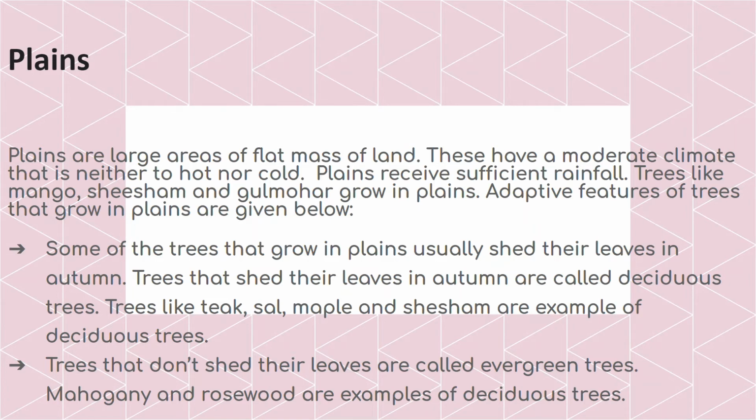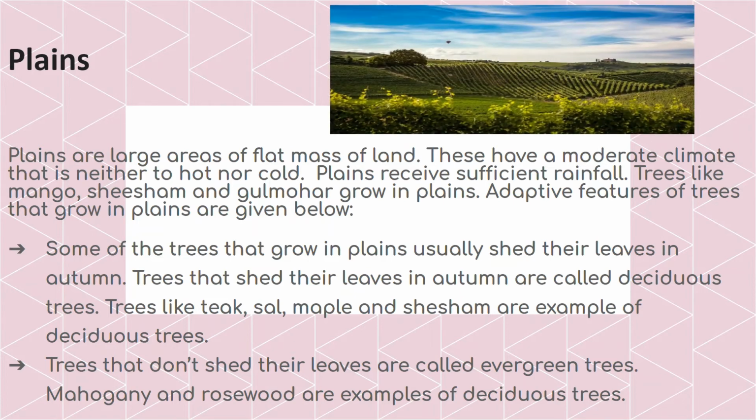Trees that do not shed their leaves are called evergreen trees. Mahogany and rosewood are examples of evergreen trees. This is the pic of a plain.